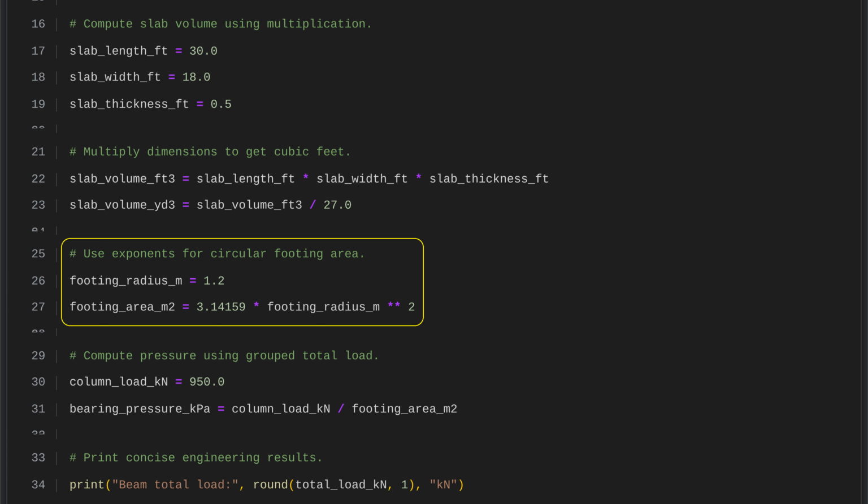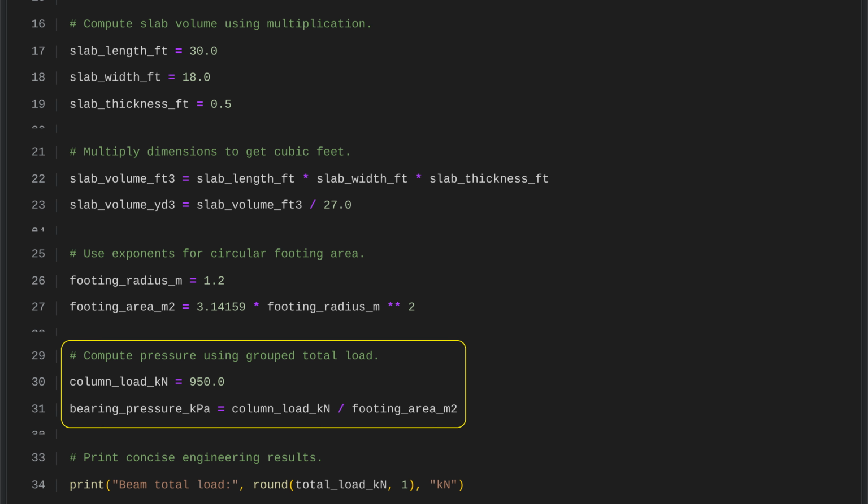The circular footing has a radius of 1.2 meters. Its area is found by multiplying pi by the radius squared, giving the circle area needed to assess the footing's load-bearing capacity. The column load is set at 950 kilonewtons, representing the total force from the column. The bearing pressure is then found by dividing this load by the footing area in square meters, giving the pressure the footing must safely support.